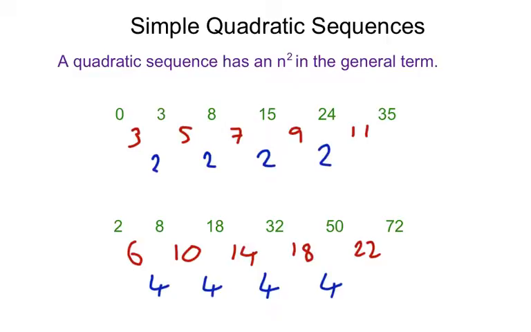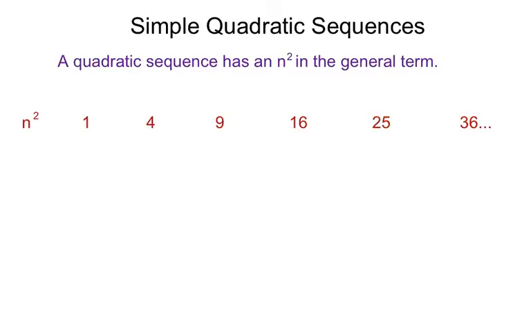For some quadratic sequences, these two for example, we can compare them to the simplest quadratic sequence there is. And the simplest quadratic sequence there is the square numbers 1, 4, 9, 16, 25 and 36. And that has general term n squared because it is just the square numbers.